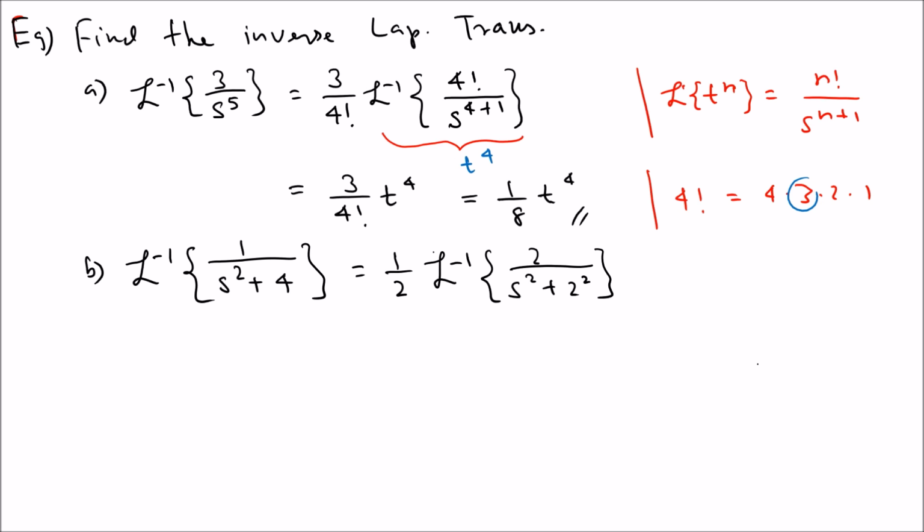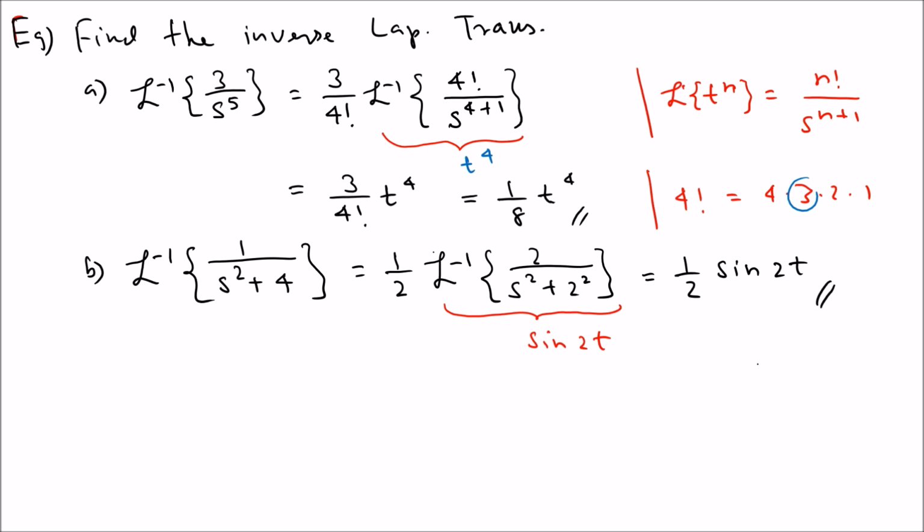This one is simply going to be, this is the sine version. So this is sine 2t. So that means the final answer is going to be 1/2, which is already there, and the sine 2t. So that's how the simplification works.